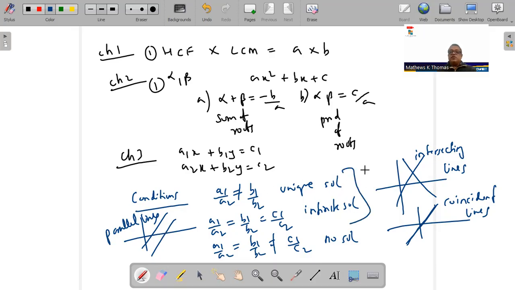These two are having solution, therefore it is called consistent. So sometimes question comes, are the equations consistent? So you'll have to apply this and check whether it is unique or infinite, and this is inconsistent. So that is what we need to do in chapter 3.